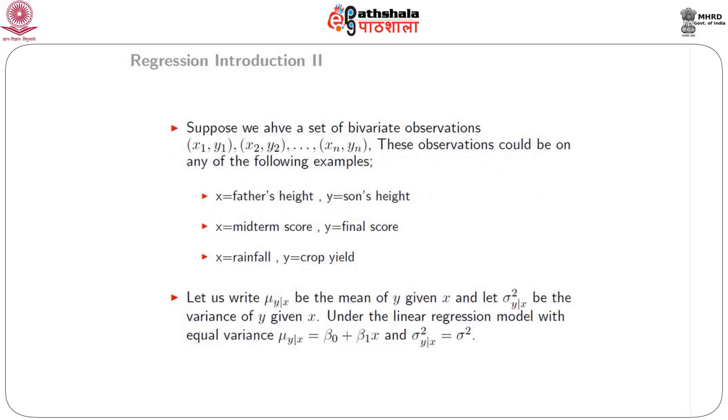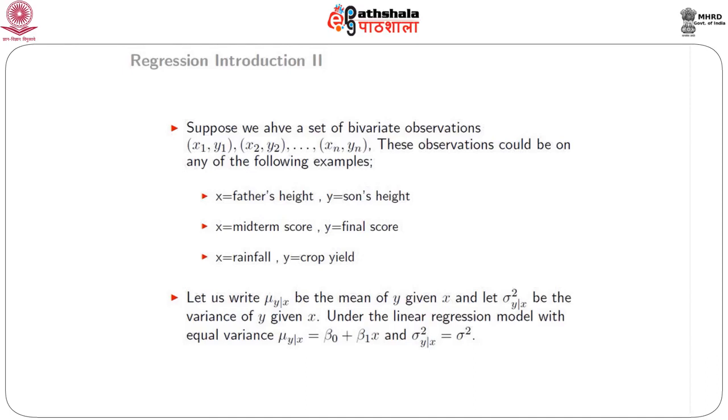So, to start the inferential procedure, suppose we have a set of bivariate observations x1, y1, x2, y2 up to xn, yn, where n here is the number of observations. Now, these observations could be on any of the following examples. Example 1, x could be the height of the father and y is the son's height, and we have reasons to believe that x and y are correlated.